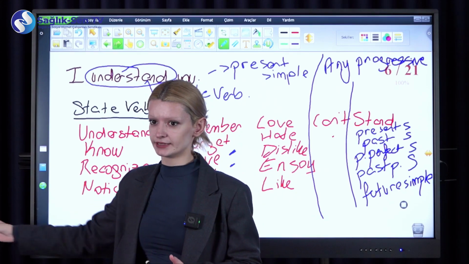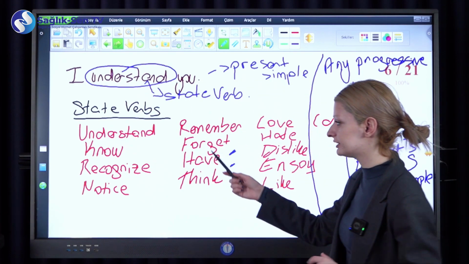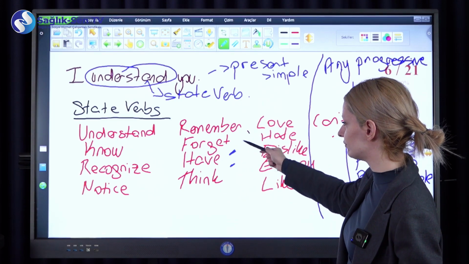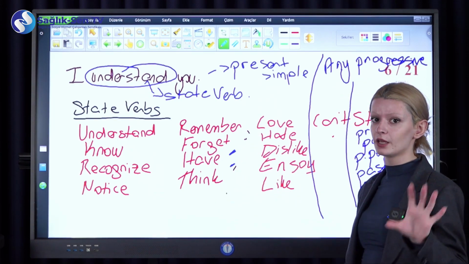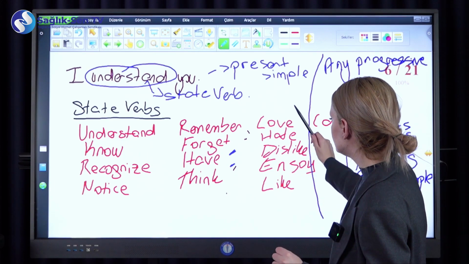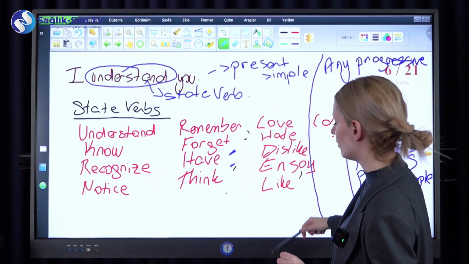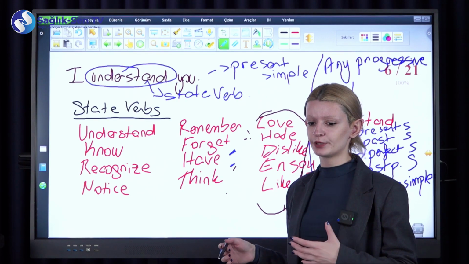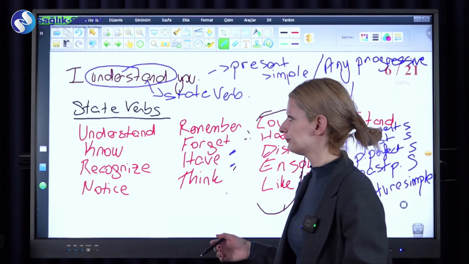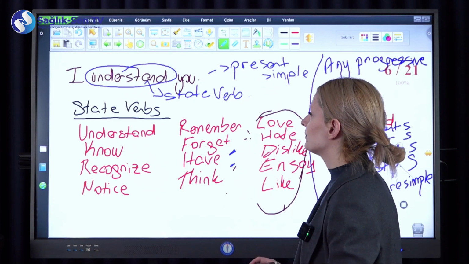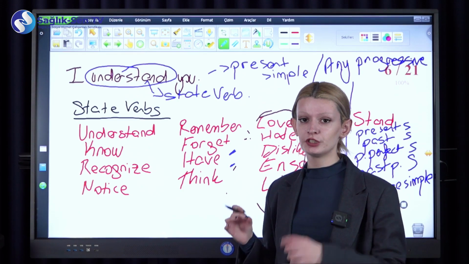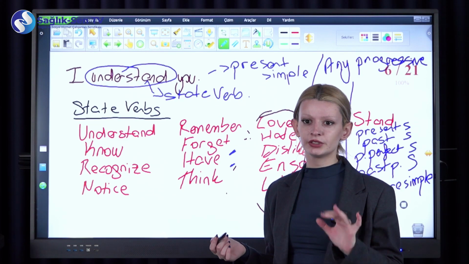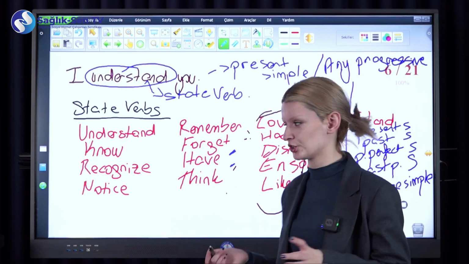State verbs are the most common ones: understand, know, recognize, notice, remember, forget, have and think. They have exceptions: love, hate, dislike, enjoy, like. All of the verbs that express feelings. I understand you. Even if it should mean present progressive, we're not going to use the present progressive structure.